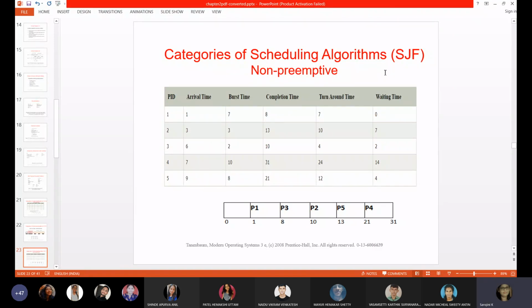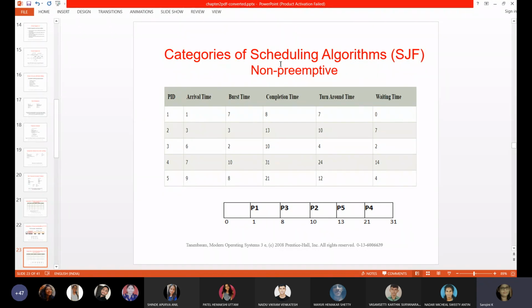So, categories of scheduling algorithm. The next algorithm is SJF. That is also a non-preemptive algorithm. What is non-preemptive? Once the process starts to use the CPU, it will not be evicted in between the execution. That is called a non-preemptive type of scheduling. So FCFS is also of this non-preemptive type and cannot be evicted in between, and SJF, shortest job first, also cannot be evicted.